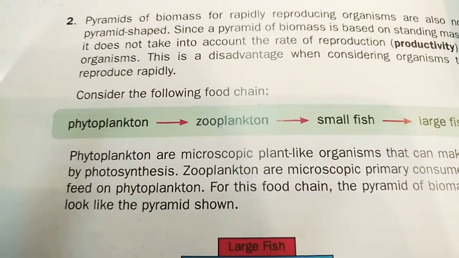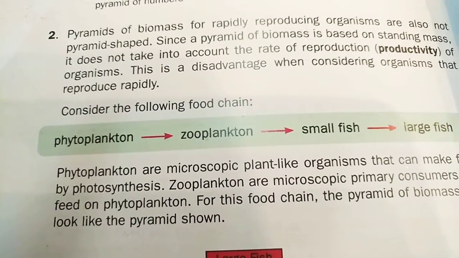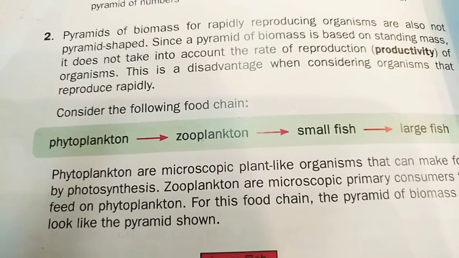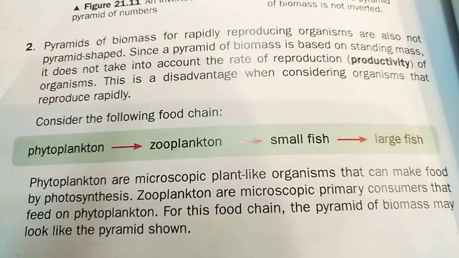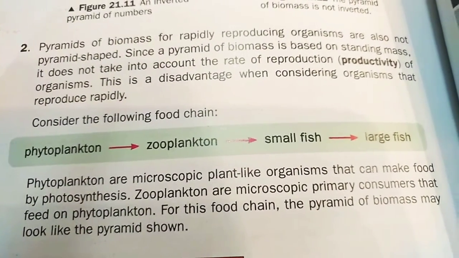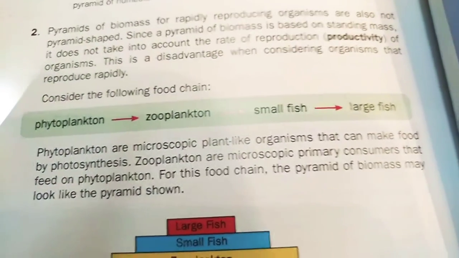Consider the following food chain. Phytoplanktons: phyto means water, and planktons are the plants which are producing inside the water, or which are present inside the water. Zooplanktons: all the small animals which are living inside the water, we call them zooplanktons. Then small fish and the large fish.